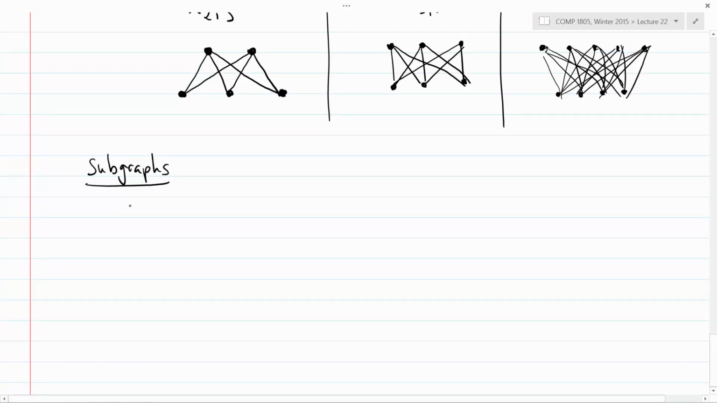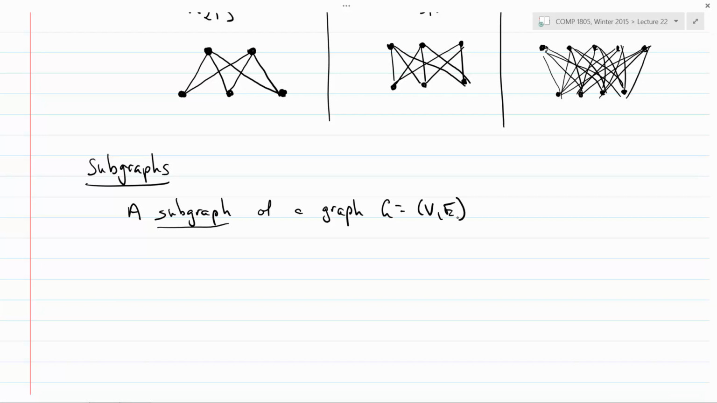All right, so a subgraph of a graph G equals (V, E) is another graph H. And notice that a graph is a pair of sets. So it would seem reasonable to define a subgraph as another pair of sets where each set in that pair is a subset of the original set.